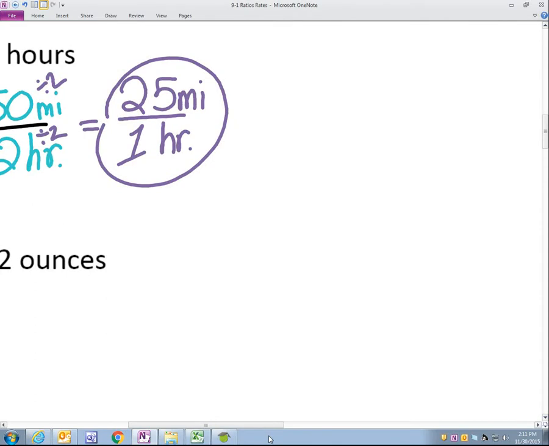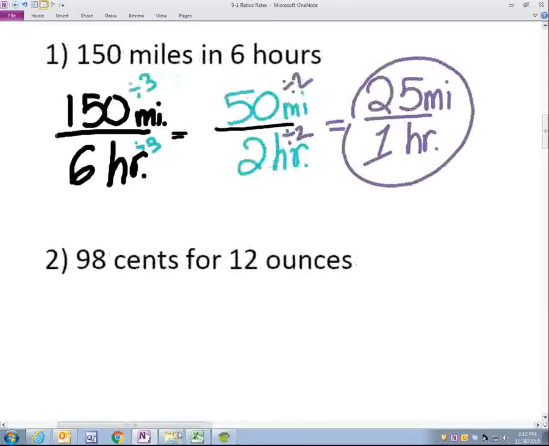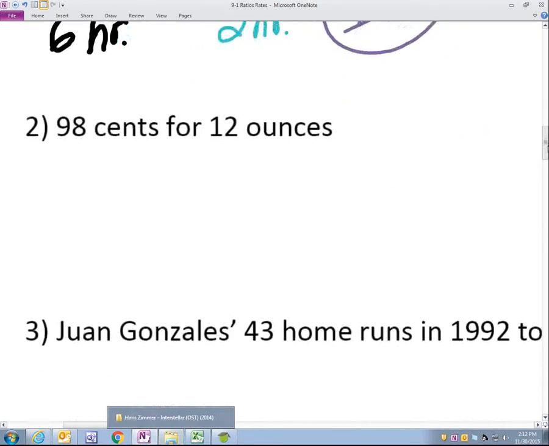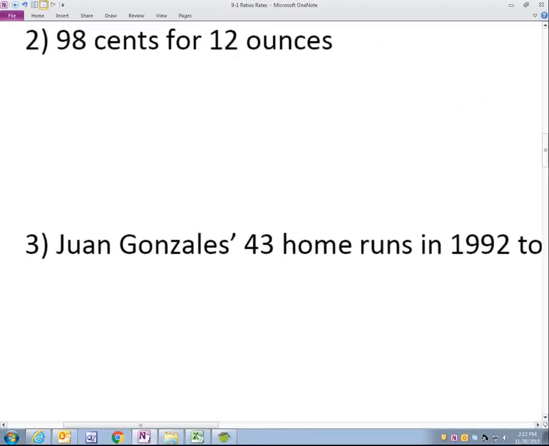Yeah, so that's a good observation. 98 cents for 12 ounces. Now, there's a way that I prefer you to write down money. That's just because it's personal preference, but more importantly, people make errors.